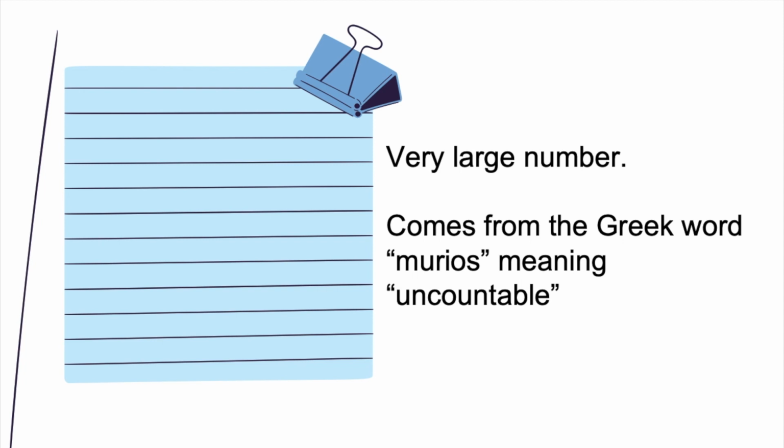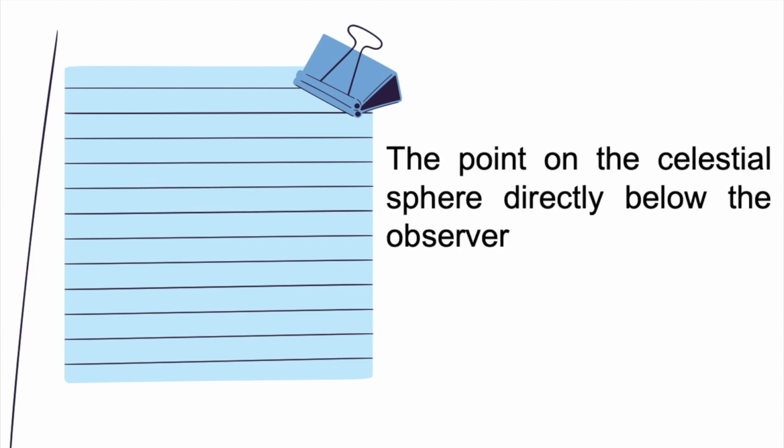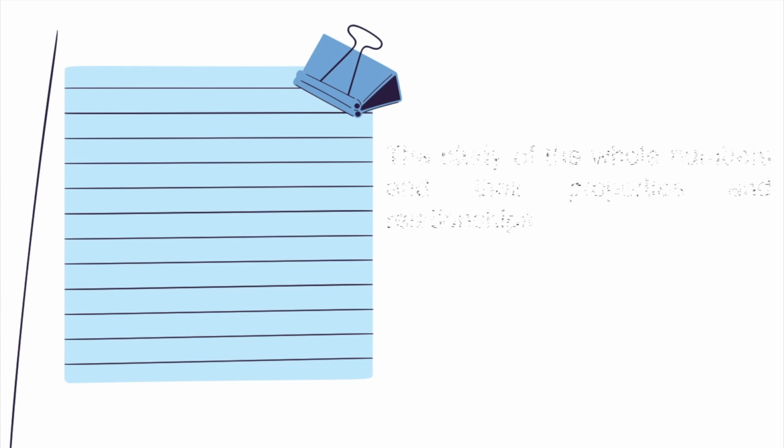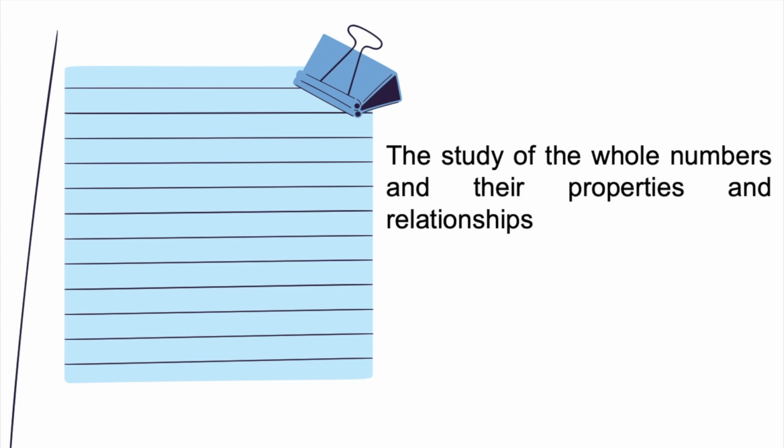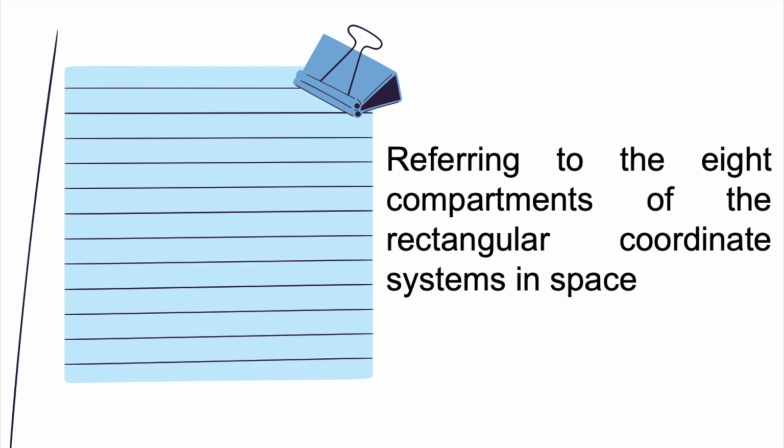A very large number; the word comes from the Greek word murios, meaning uncountable. Myriad. The point on the celestial sphere directly below the observer. Nadir. The study of the whole numbers and their properties and relationships. Number theory. Referring to the 8 compartments of the rectangular coordinate system in space. Octants.